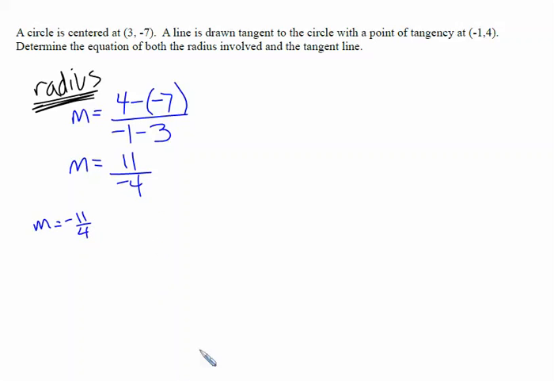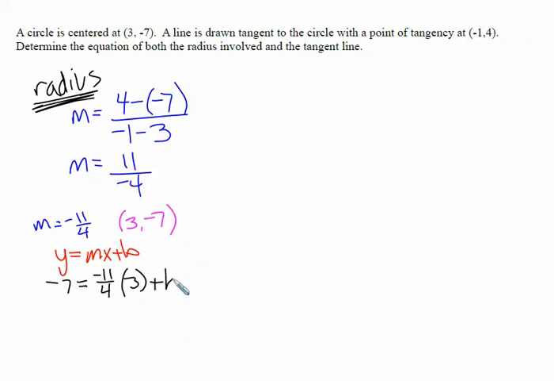We take either of the 2 points. It doesn't matter which one. Let's take the center point. And then we'll plug into y equals mx plus b. So the y is negative 7. We found the slope is negative 11 fourths. X is 3, and we're solving for b. Use your calculator as needed. So when we take negative 7 plus 33 fourths, we're going to get 5 fourths is the value of b.